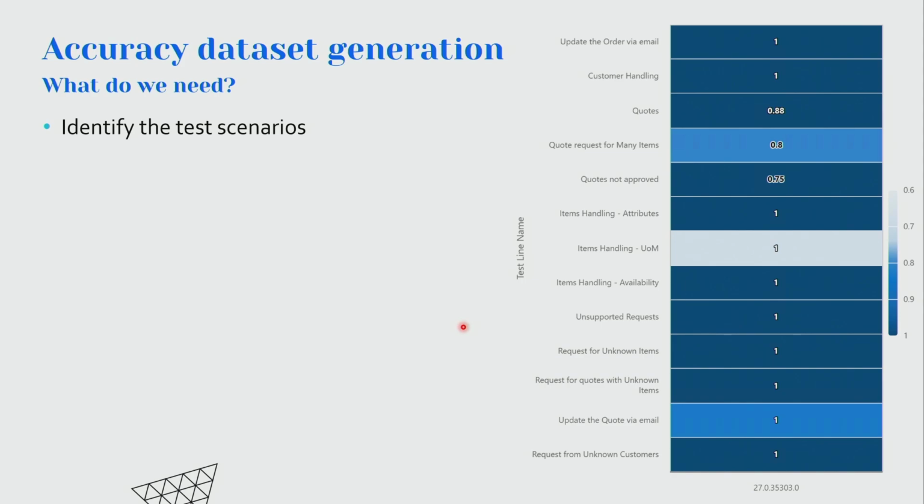Each test scenario has multiple tests within it, and the accuracy range is between 0 and 1. You can see it's not always 1. So we monitor throughout multiple days of runs, and then we identify which scenarios are consistently failing, and we should work on them. So that's how we have structured our tests.